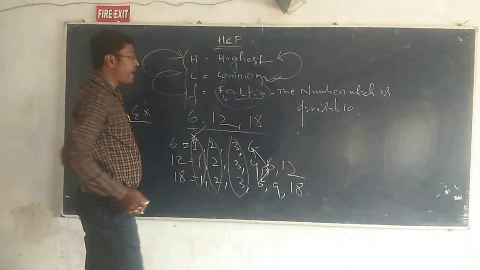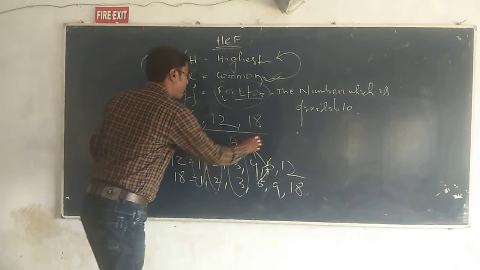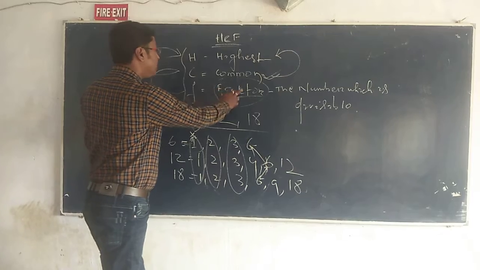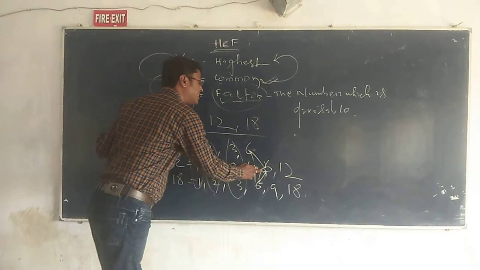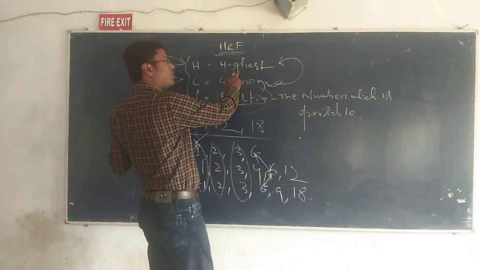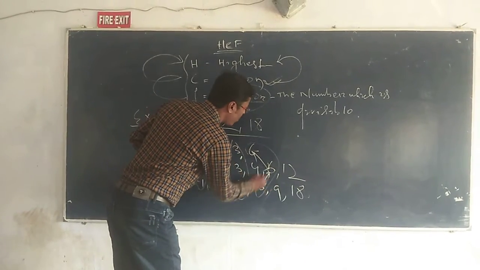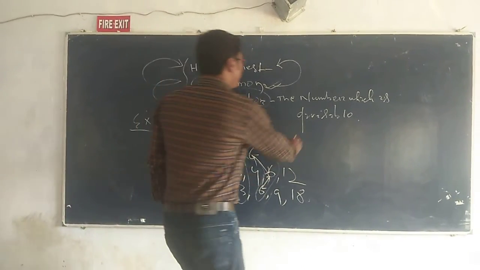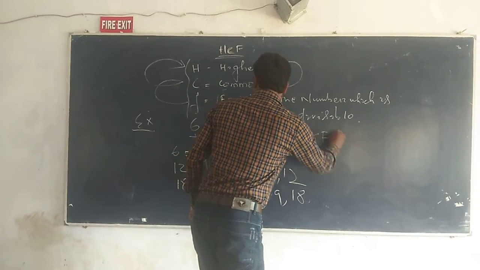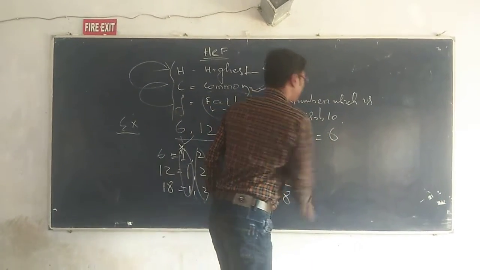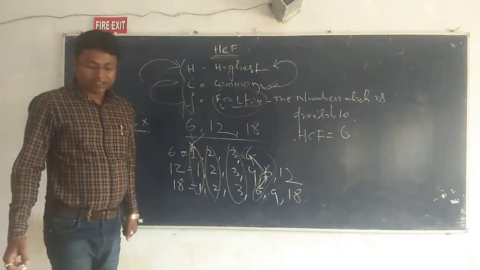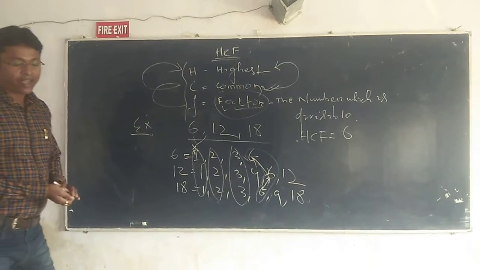Among these four common factors, we take the highest, because first we consider the factors, second the common ones, and third step is the highest one. Out of these four common, the highest one is 6. So we can say the HCF of 6, 12 and 18 is 6. Clear? This is the concept of HCF.